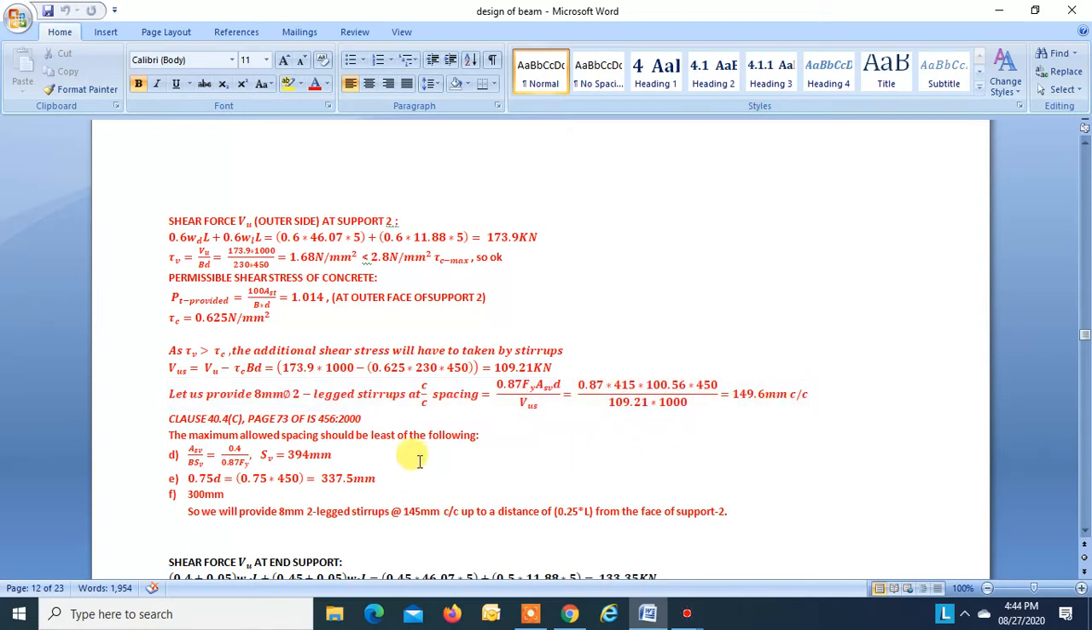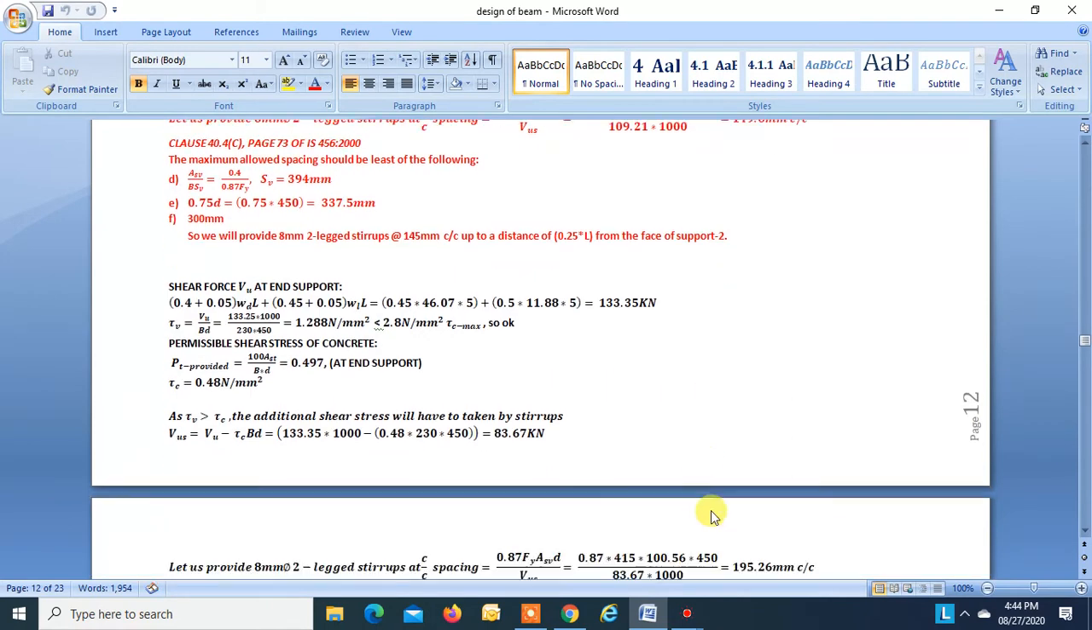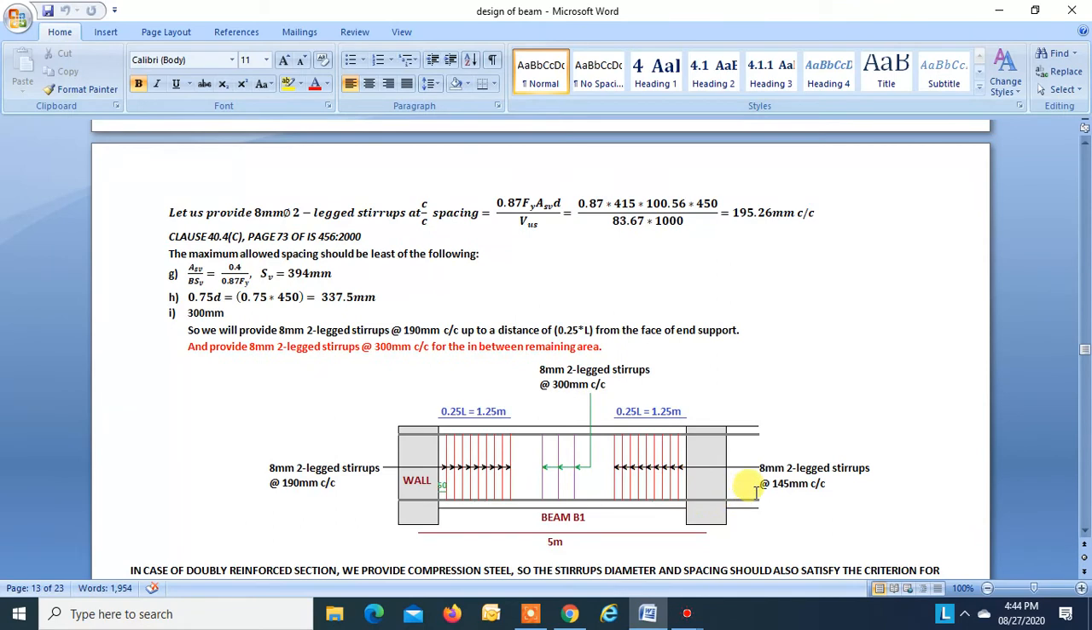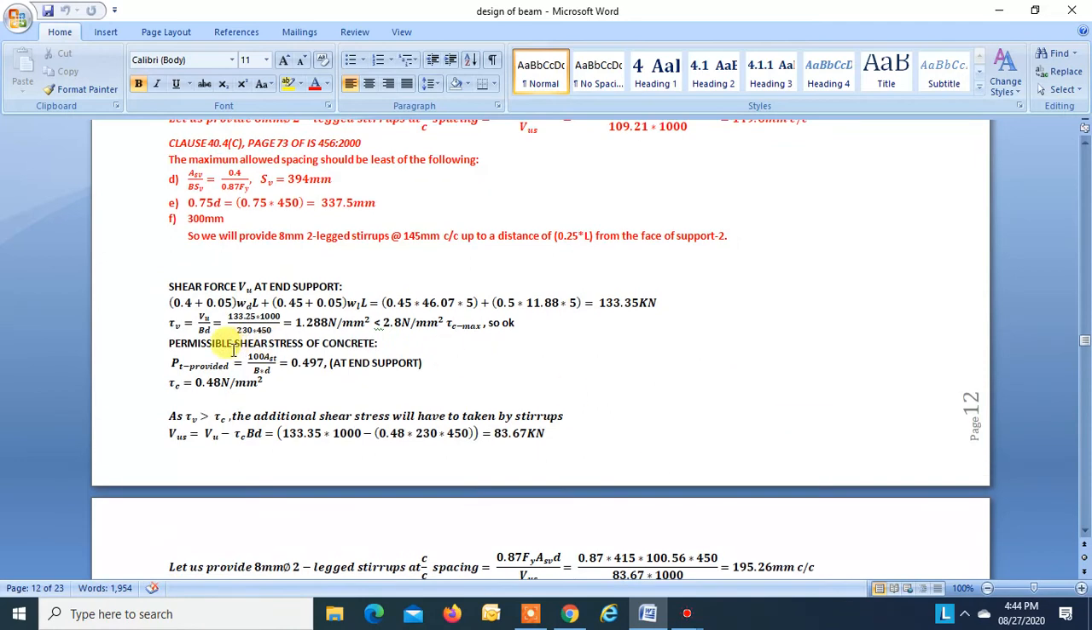Now our spacing should be less than these three: 394, 337.5, and 300. As it is lesser, we will provide 2-leg stirrups at 145 mm center to center for a distance of 0.25L from the face of support 2. So over here, for this length, we will provide 8 mm 2-leg stirrups at 145 mm center to center, right? Now let's find the shear force at the end support.